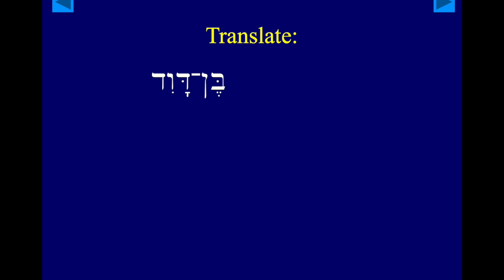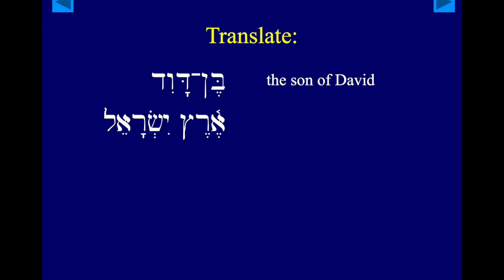Ben David, for example. Ben David. Remember, this little hyphen here is a makef in Hebrew. That is just a hyphen. It shows you these two words go together. So Ben means son, and David means David. So what do you think that means, Ben David? Well, son David is what it means literally, but it means son of David, the son of David. Ben David.